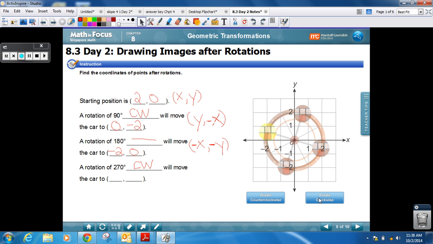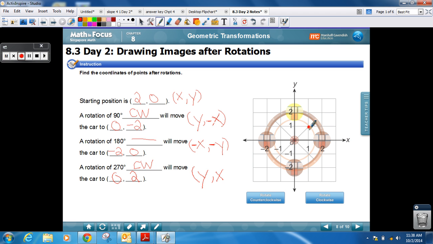So let me get this back to the original. Okay, and now we're going to go 270 degrees. So there's 90, 180, 270. So when I do that, my new coordinates are at 0, 2. Okay, again, that looks just like they just did the opposite of y, x, but let's take a different example.